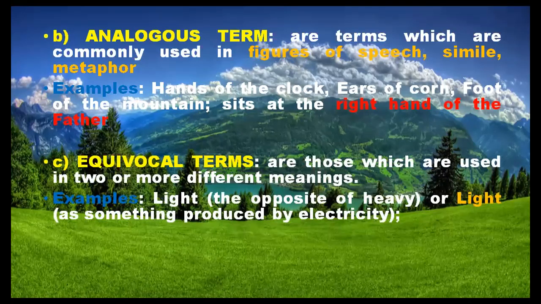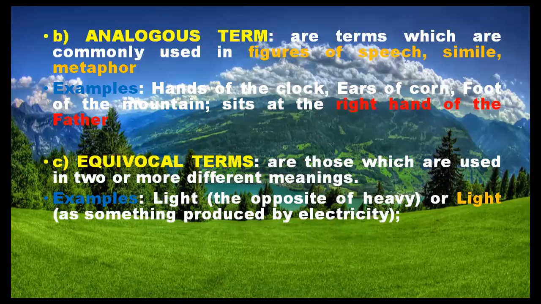Kung minsan makikita mo sa dictionary, mayroong meaning number 1, number 2, number 3, number 4. Talagang ganyan naman talaga ang buhay natin. We use words, no? So, are those which used in two or more different meanings. Example, light. So it can mean opposite of heavy. No? Opposite of heavyweight na boxing champion na limbawa, o lightweight champion. Hindi mo pwedeng paawayin yung dalawa. Mamamatay yung lightweight na boxer dyan, no? Sa heavyweight.